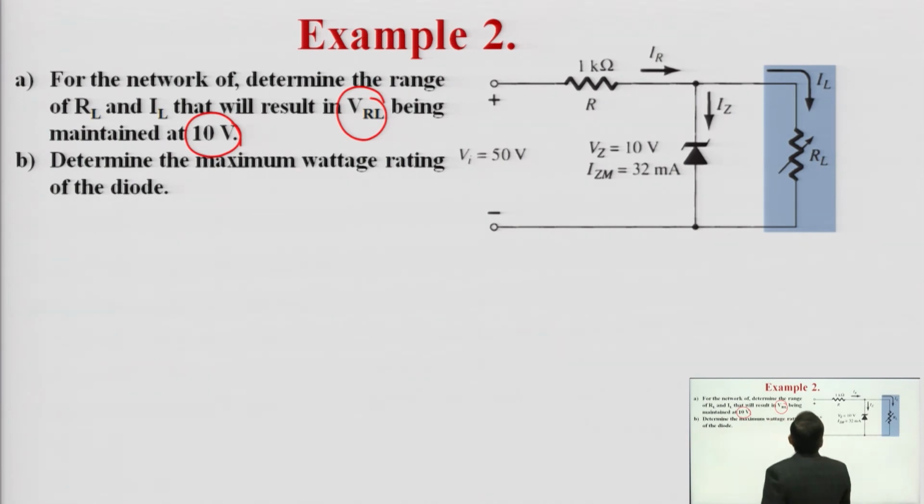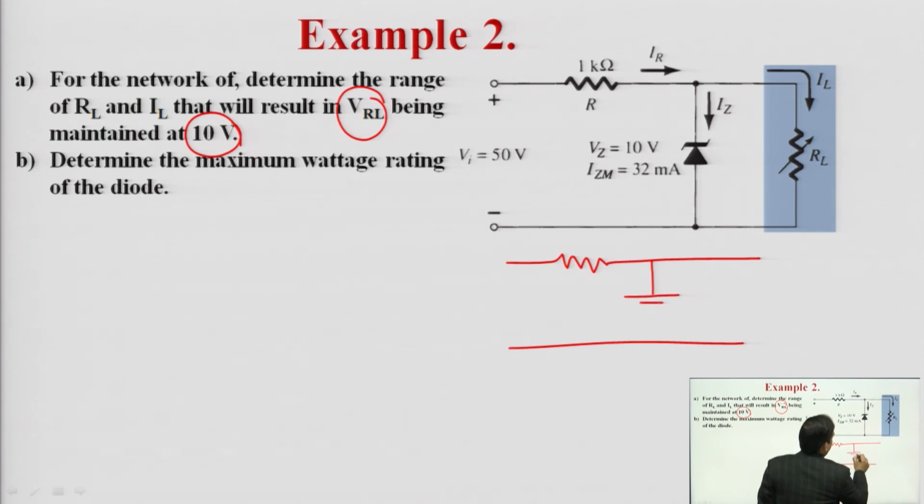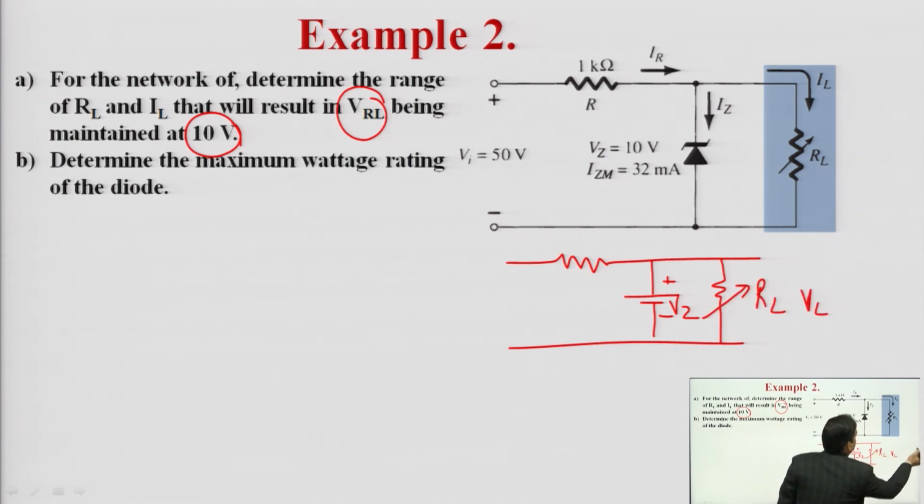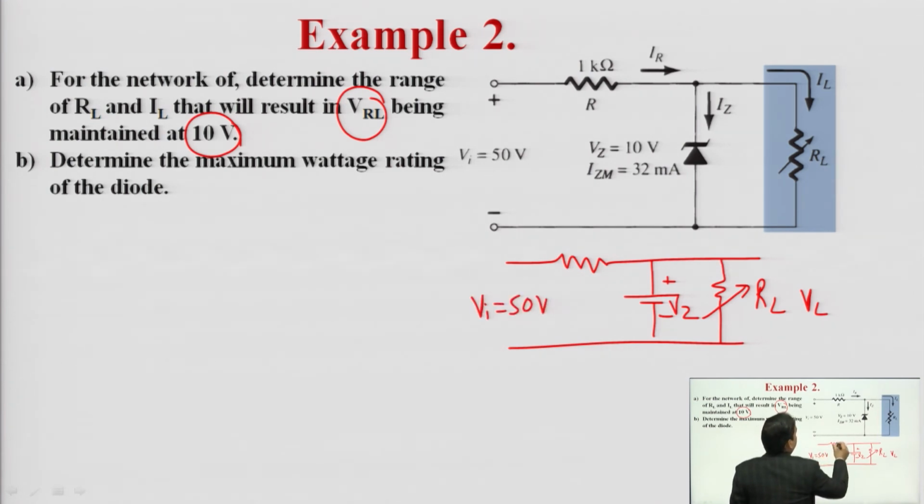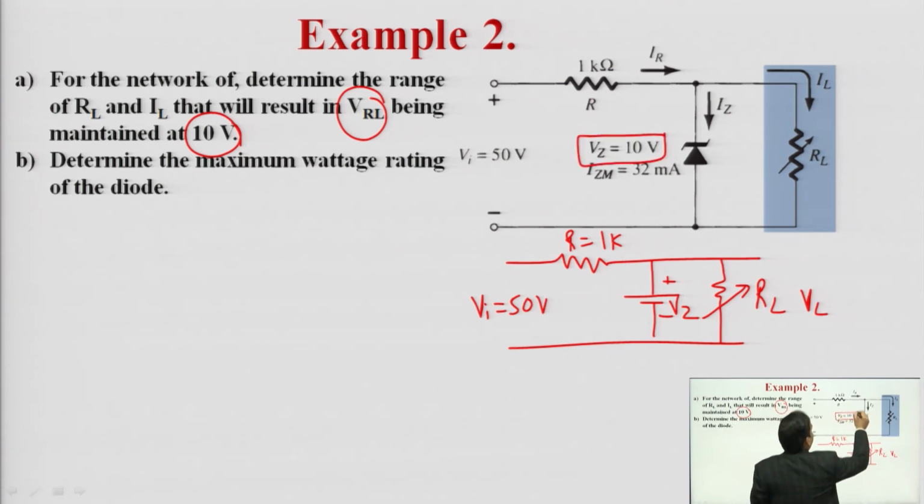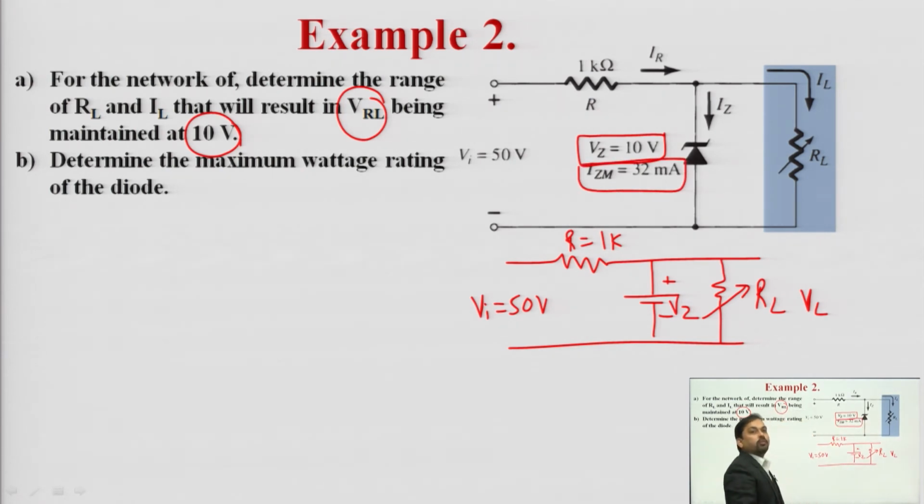So, we can draw the equivalent circuit first like this. This is Vz, this is RL, this is VL, and here we have VI which was fixed at 50 volt, and this R is 1K which is also fixed. It is given that the Zener voltage Vz is 10 volt and IZM, the maximum limit for Zener current, is also given, which is 32 milliampere.